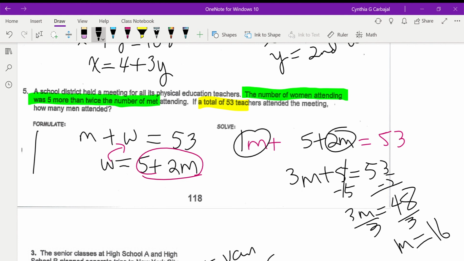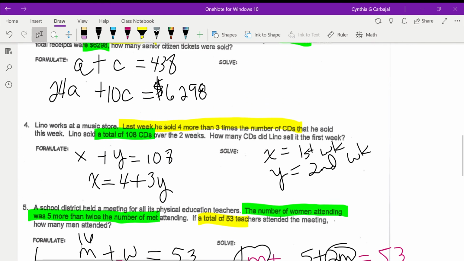Okay, so 16 men attended, and if for some reason they would ask me to find the women, then I can just go back in here, and in place of m, I would plug in 16, and I would solve for w, or just subtract 16 from 53, and the rest would be women that went. Okay, so that was the substitution method.